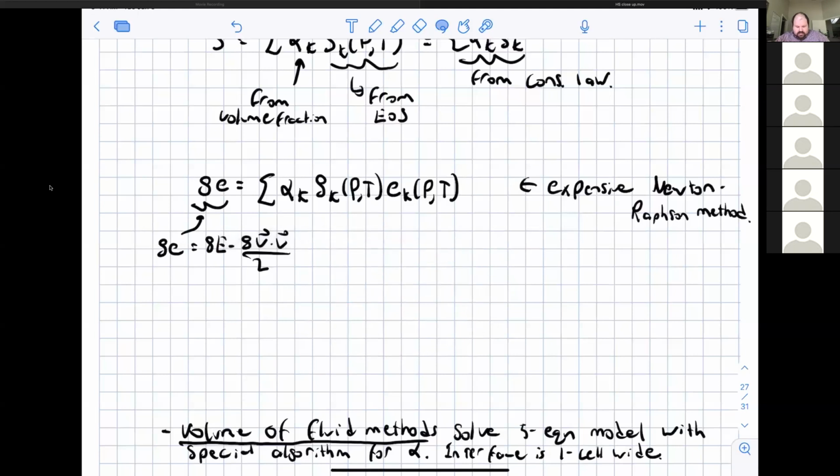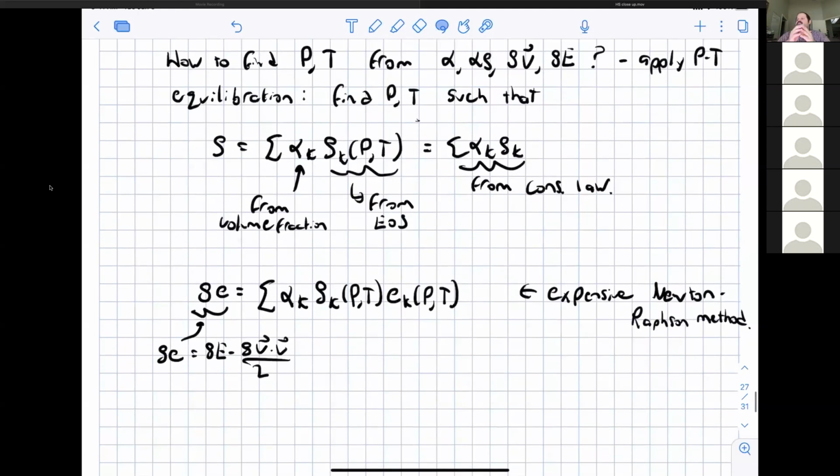We made the assumption that all our phases are at the same velocity.